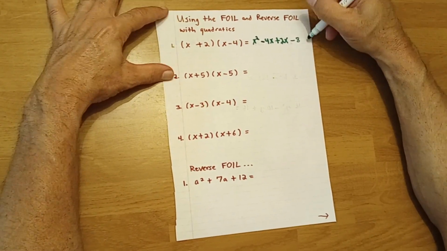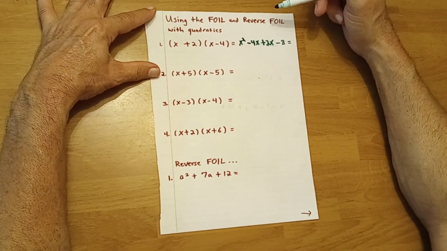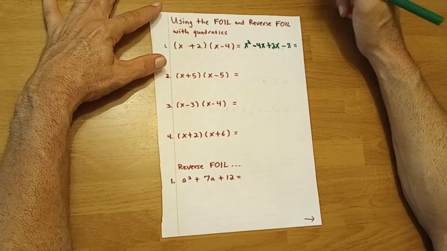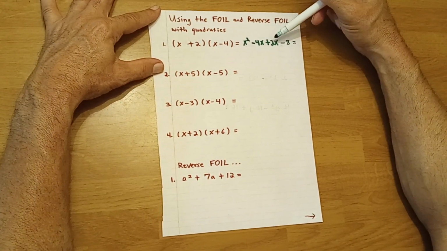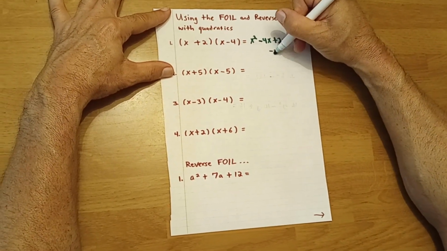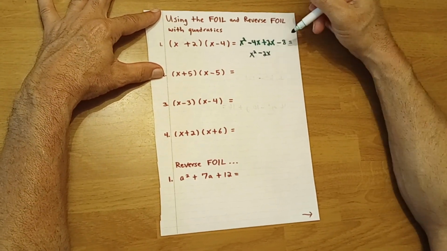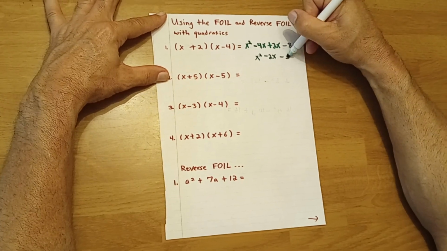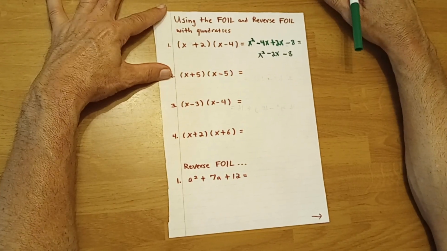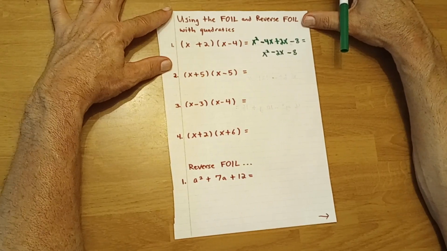Okay, now we're not quite done yet because we have to combine like terms. Namely, we put our apples with our apples, our oranges with our oranges. Here we have negative 4x and 2x. They combine when we add them to be negative 2x. So we're left with x squared minus 2x minus 8. Therefore, x plus 2 times x minus 4 is simply x squared minus 2x minus 8. And that's all there is to it.